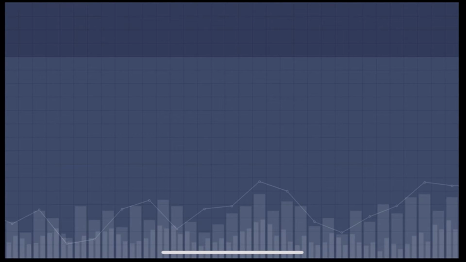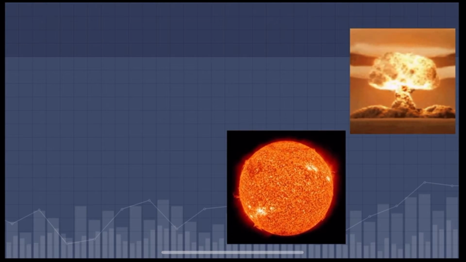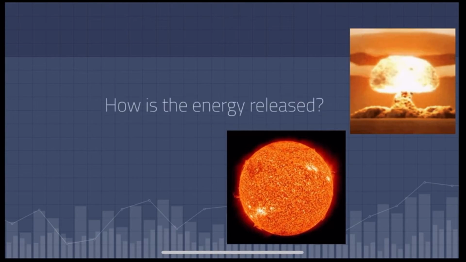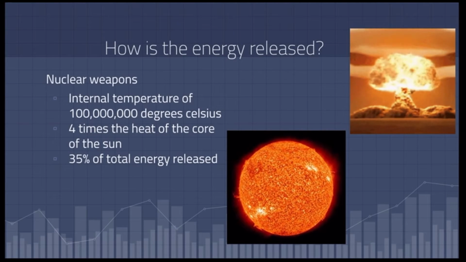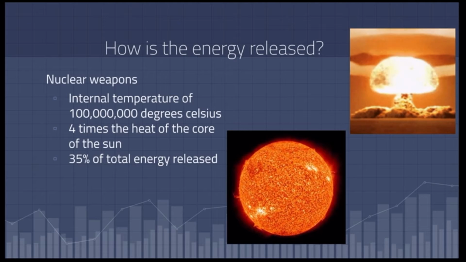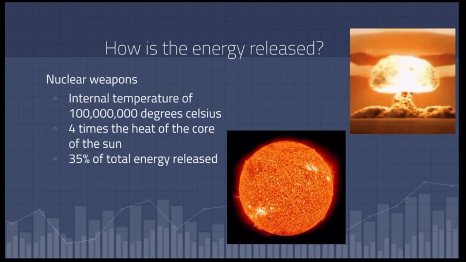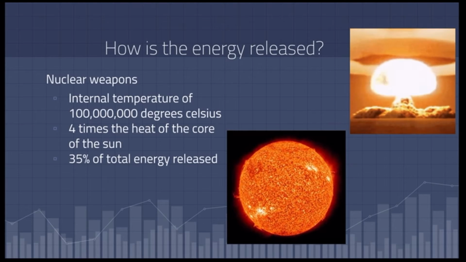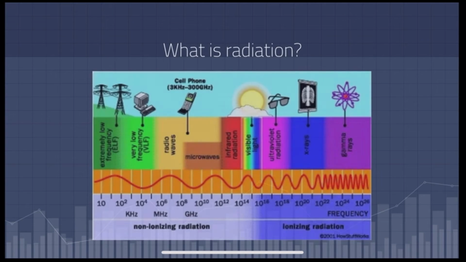Now, how else is the energy released? Nuclear weapons reach ridiculous temperatures of around 100 million degrees Celsius, 4 times the temperature of the sun. Most of the heat is absorbed by the air rapidly, but when it's detonated, it creates an enormous fireball of heat and radiation. The heat of the blast accounts for about 35% of the energy released and vaporizes anything close to it. Now, onto the question, what is radiation?